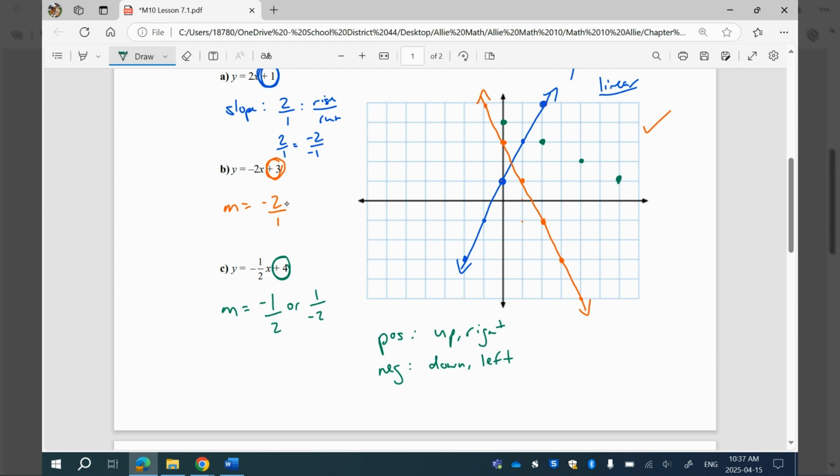If we want to get a dot the other way, we could think about going up 1, a positive 1, but then left 2. So a dot right there. And that's what our line looks like.